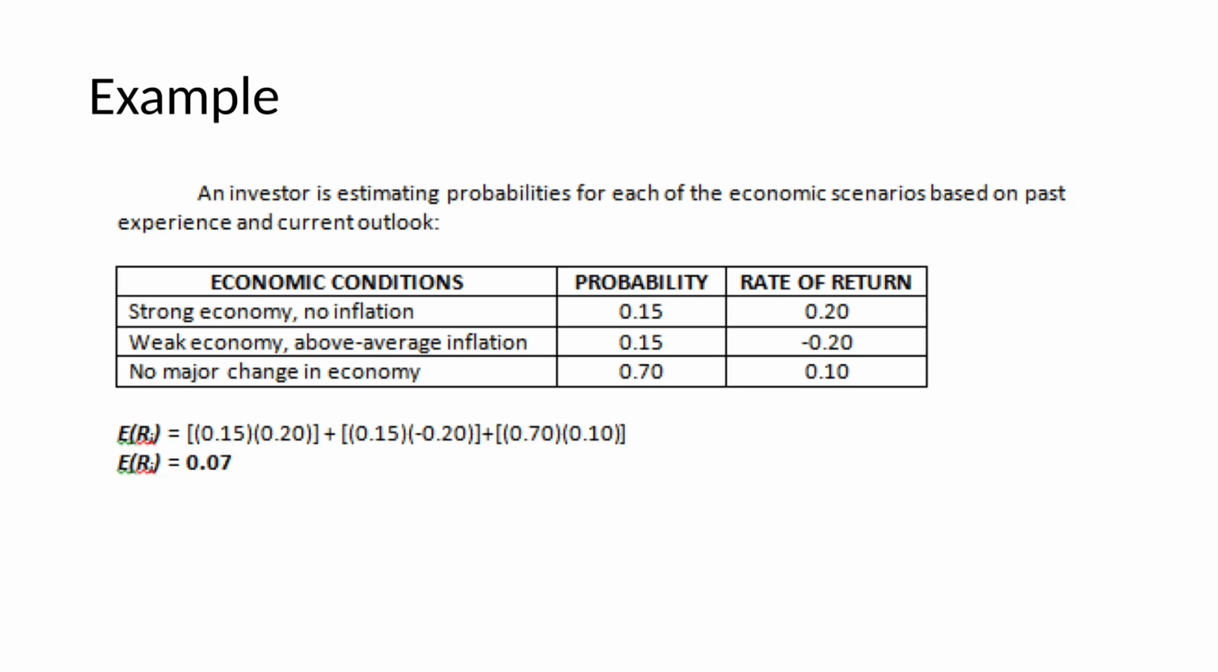So to get the expected return on that investment, we simply multiply the probability of return by the rate of return in all those 3 economic conditions and get the sum. So we get an expected rate of return on the investment of 0.07.